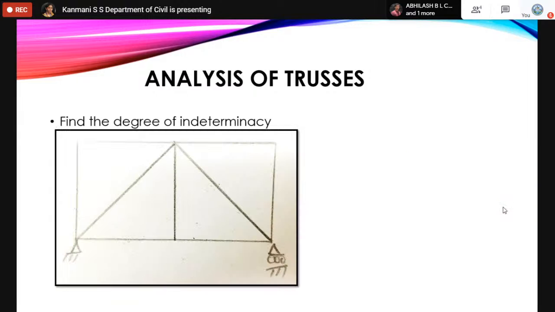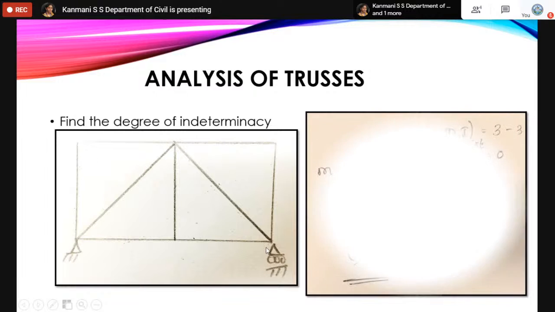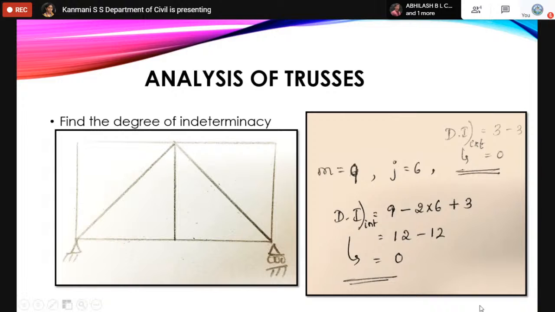Taking another example, if such a question is asked, then you can just calculate the number of members. So 1, 2, 3, 4, 5, 6, 7, 8, 9. 9 members, nothing but 9 unknown forces. And the joints, if you see, 1, 2, 3, 4, 5, 6 joints. So 6 joints, 9 members, and 3 equations of equilibrium. To solve this, we will get like this.